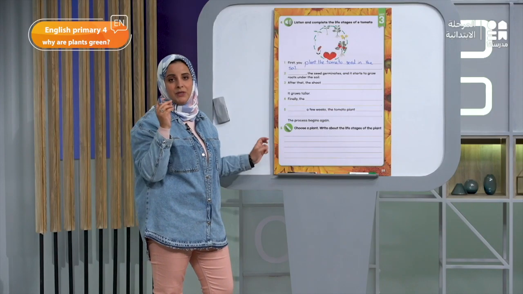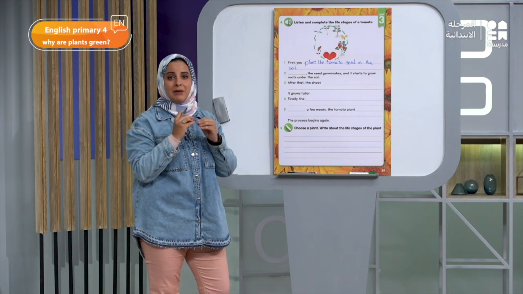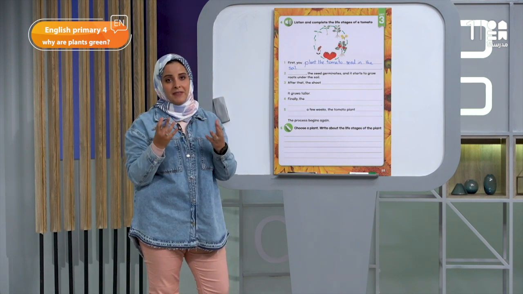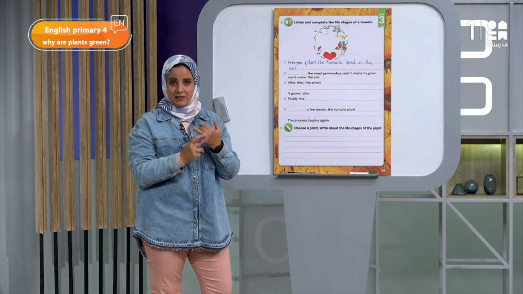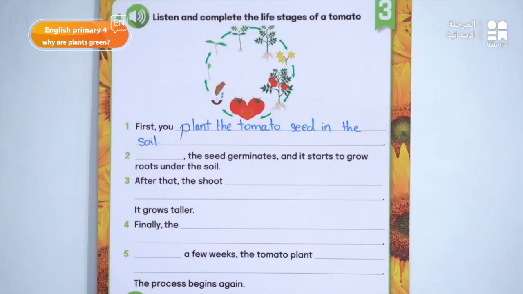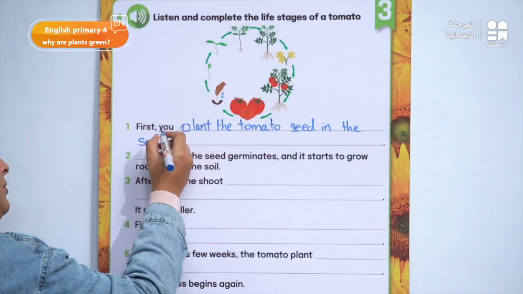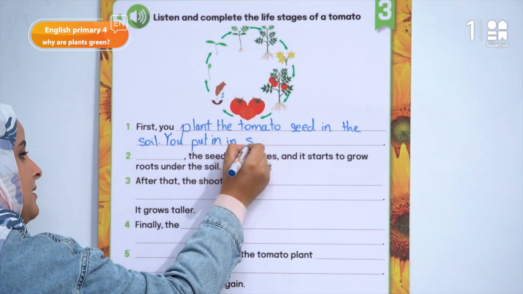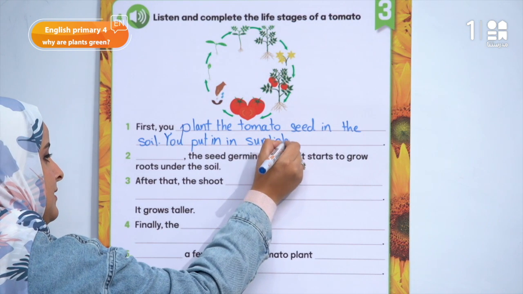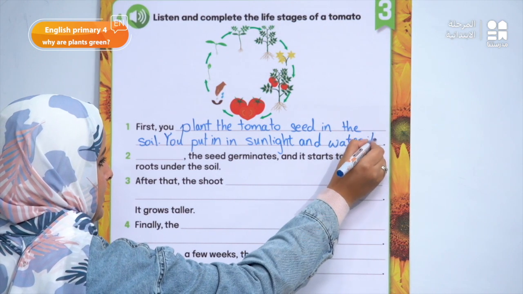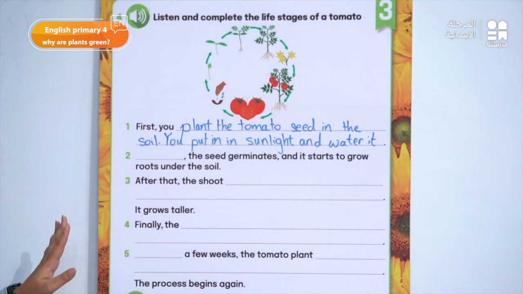After the full stop, we need to start with a capital letter. It's like I'm starting a new sentence, so I start with a capital letter and put a full stop at the end to follow the capitalization and punctuation rules as we said before. What are we going to write here? Very good. You put it in sunlight and water it. So you put it in sunlight and water it. My full stop is already there.